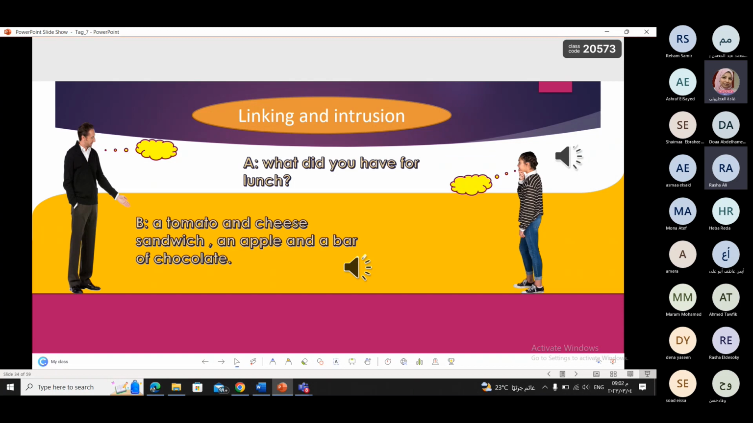What did you have for lunch? A tomato and cheese sandwich, an apple and a bar of chocolate.